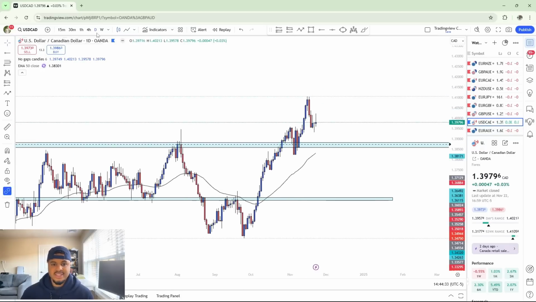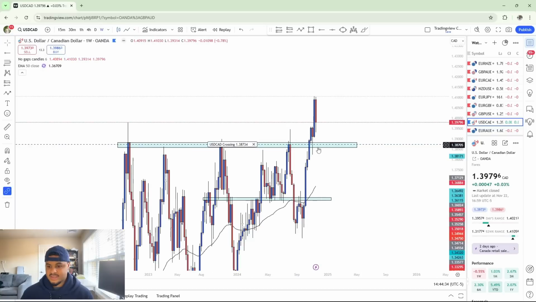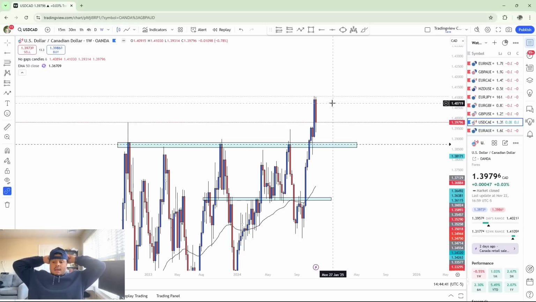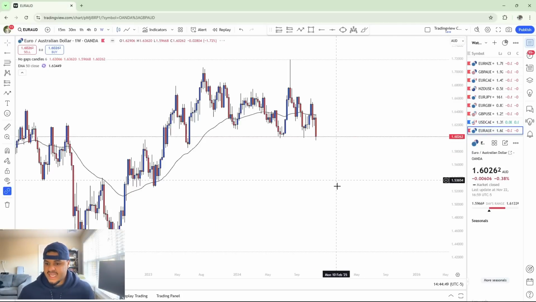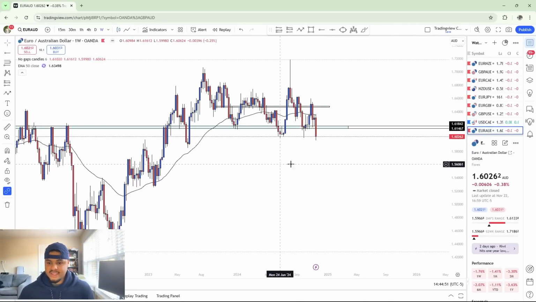Do I think it will happen this week, as far as price to come into the area of interest and push back up? I don't think so. Might be a trade for like 2 weeks, but it's good to have on the radar. And the last one is Euro AUD.